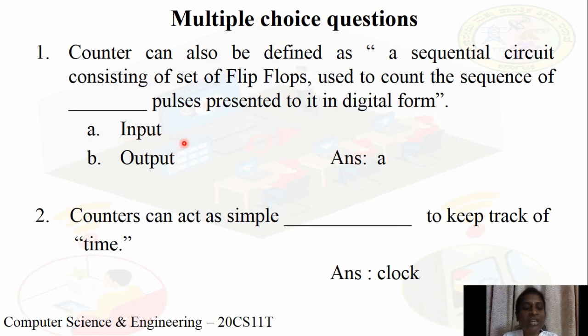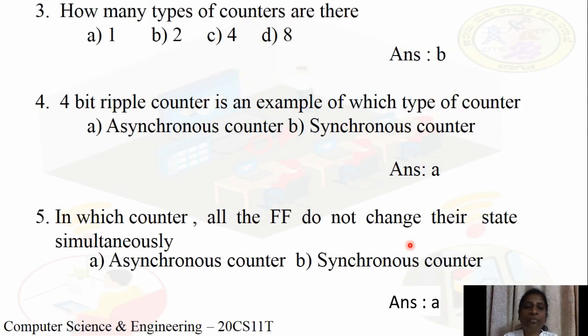The next question is: counters can act as dash to keep track of the time. As I told you in the benefits, please recall this topic. Counters are used for counting purposes, so they can be used as a simple clock to keep track of time. So the answer is clock.